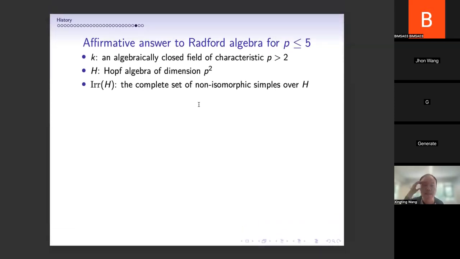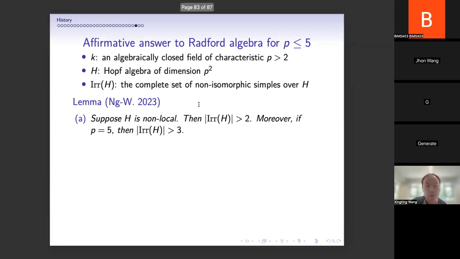And what we do is we consider the representations of H, and we put all the simple modules together and write Irr H, and this is the set of non-isomorphic simples. So we get some conditions on the numbers of simples allowed, or the rank of the Grothendieck rings in some sense. So if H is not local, so it has at least 2 simples, then the rank of this one is greater than 2. So basically you have to have 3 simples at least. And if P is dimension 25, you at least have to have 4 simples.